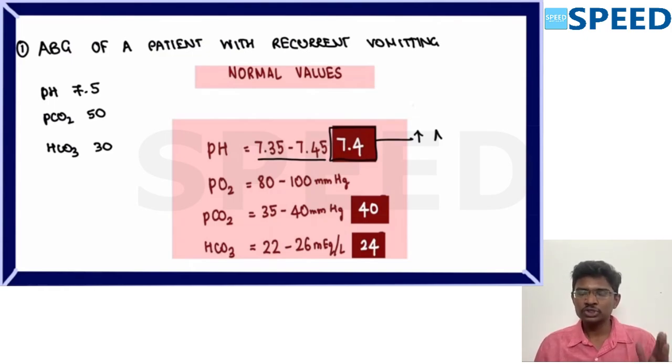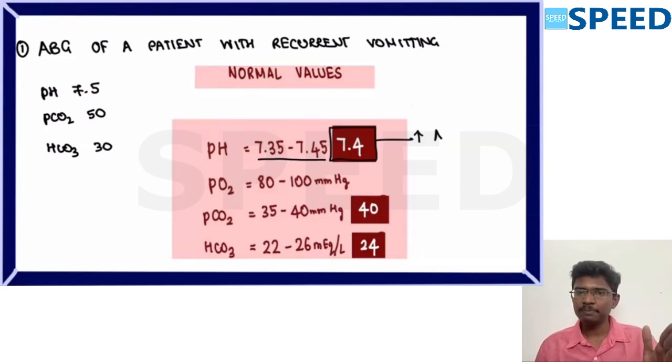Straightforward question. So you should remember the normal values first. pH 7.35 to 7.45 normal value, single value 7.4. PCO2 35 to 40, single value 40. Bicarb normal value 22 to 26, single value 24.